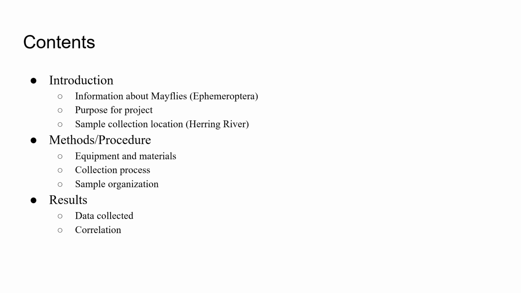purpose for project, sample collection location, which was the Herring River. We'll also go over methods and procedure, which will also include the equipment and materials, collection process, sample organization, and then we'll go over the results, which is the data we collected in the correlation.